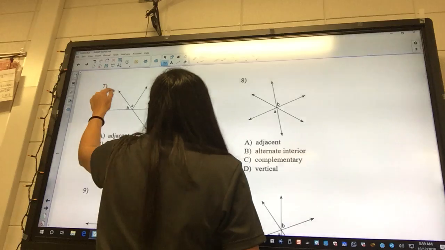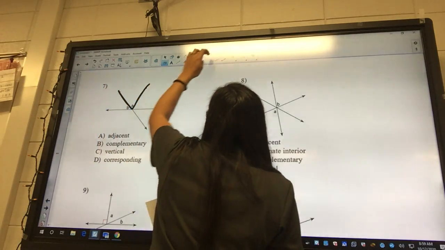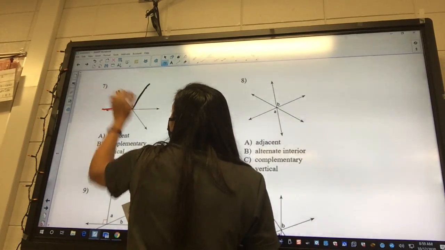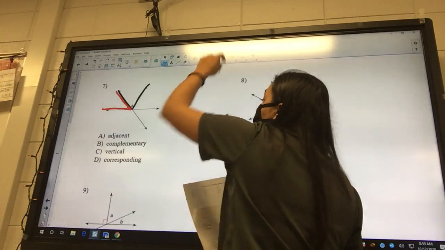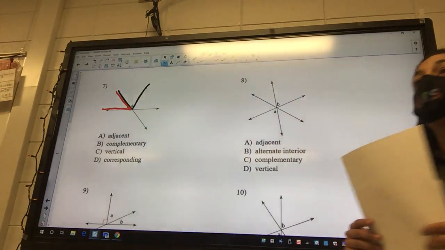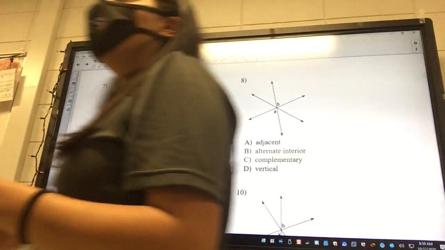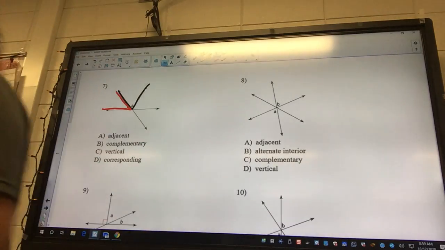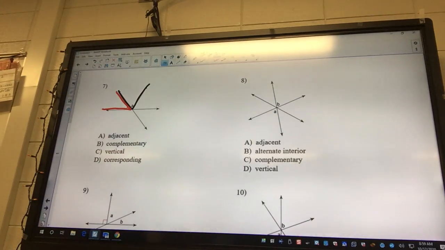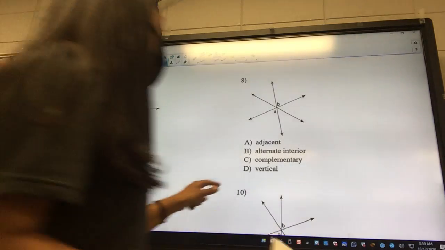Okay, 7. We got angle A and angle B. Okay, so adjacent, complementary, vertical, or corresponding. Can we cross off any of those words? Wait, corresponding. We can cross off corresponding.